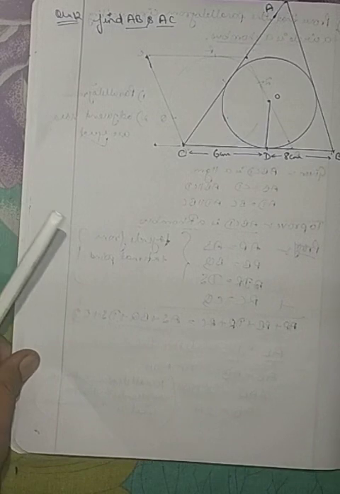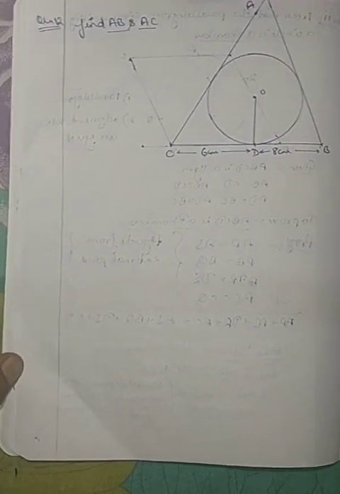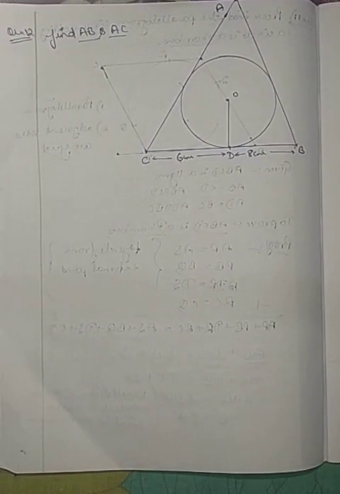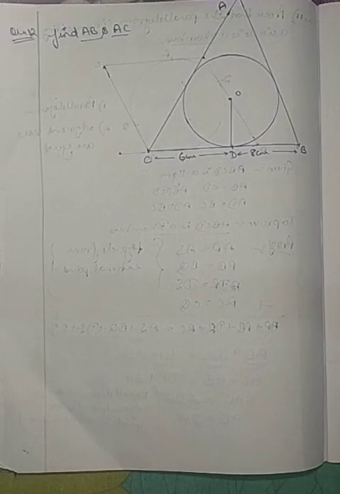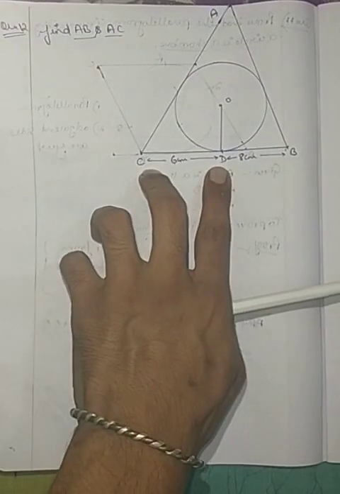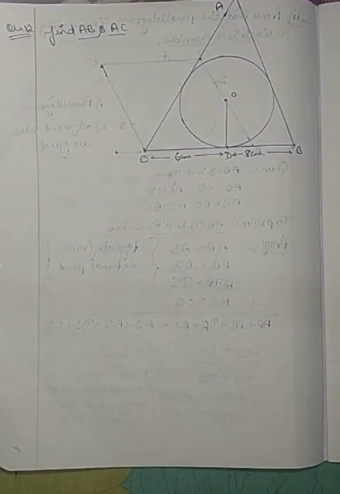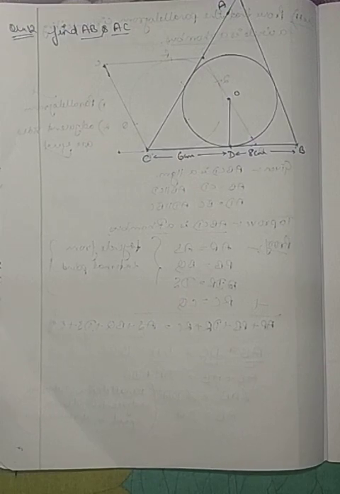Coming to question number 12. This is a very special kind of question. Question number 12. Find the value of AB and AC. What is given? A triangle ABC circumscribing a circle. CD is given 6, BD is given 8 centimeter. You have to find AB and AC. Let's start with this. We have to find AC and AB.